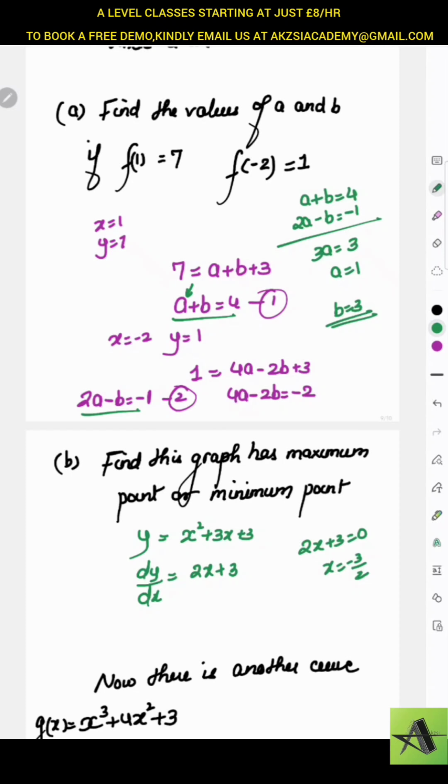So we have one point only. That means it will give me either a maximum or a minimum. So we have to differentiate again and we get 2. That means d²y/dx² is greater than 0, so this point is going to give me a minimum point. So this graph has a minimum point, no maximum point. Obviously, because this is a quadratic curve, it only has a minimum point, like this.